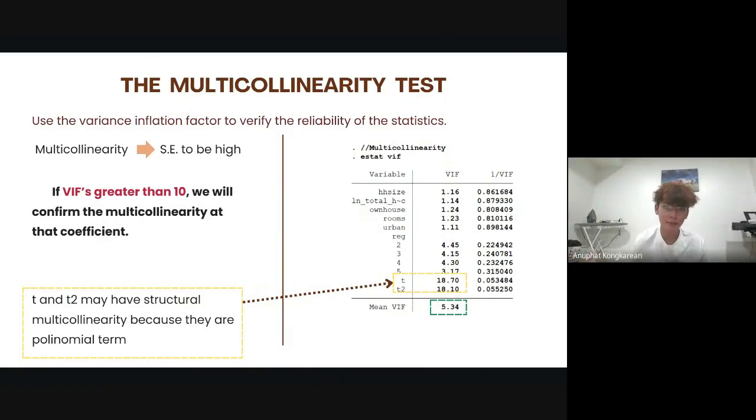So here we're going to run the multicollinearity test. Basically, multicollinearity causes the standard errors to be high, and it makes our statistics less reliable. For the VIF, if it's greater than 10, it means we have multicollinearity at that coefficient. Here you can spot from our findings that our mean VIF is 5, which is an acceptable level. You can notice that T and T squared may have structural multicollinearity because this is the nature of the polynomial terms.